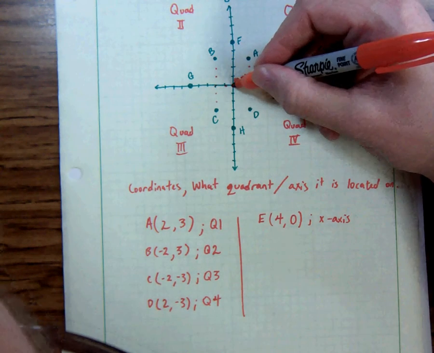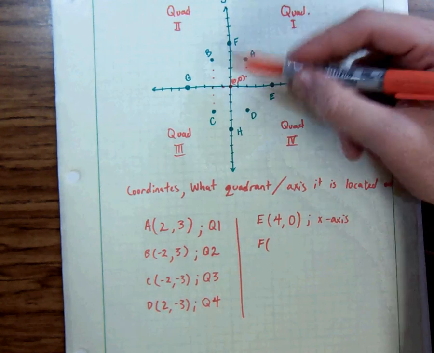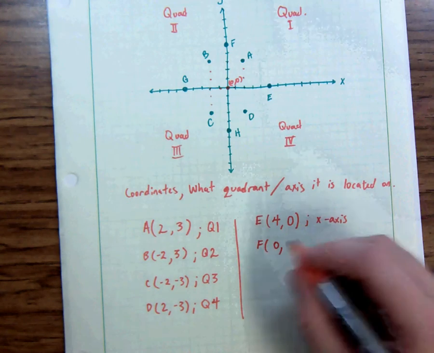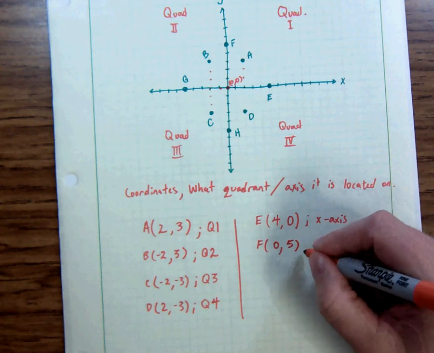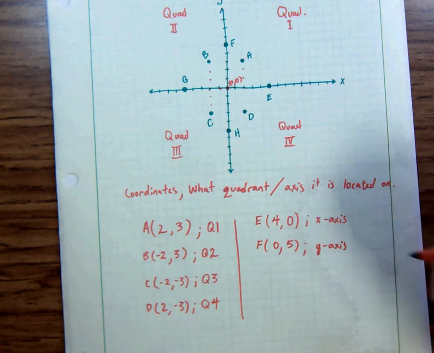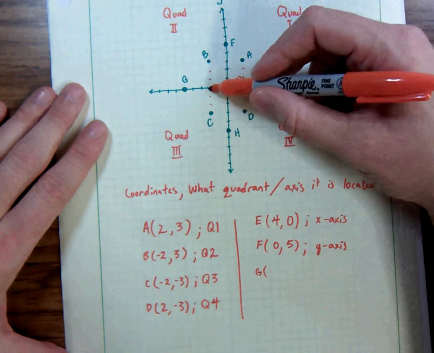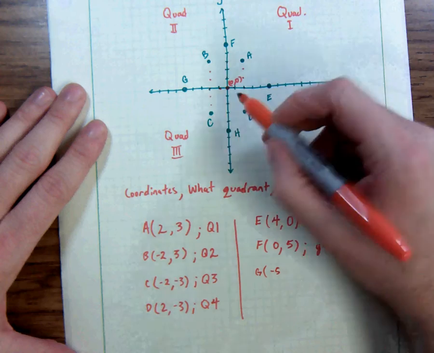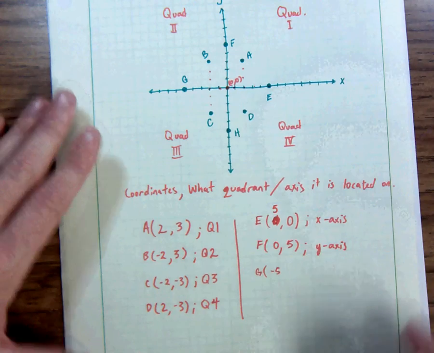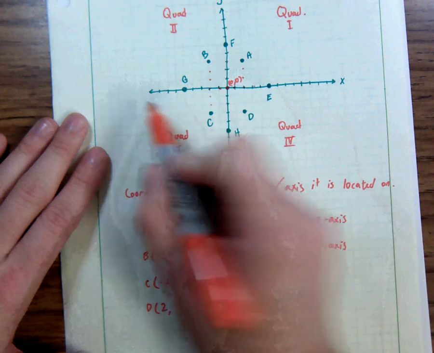F is right here. It doesn't move left or right whatsoever, and a lot of people would say, well, that's 0, 4, or I mean 4, 0 again, but it's not. It's 0 on the x-axis, positive 1, 2, 3, 4, 5, so 0, 5, and that is located on the y-axis. G is negative 1, 2, 3, 4, 5. I think I did E wrong. That's 1, 2, 3, 4, 5. That was supposed to be a 5. I'm sorry. So negative 5, 0, and that is also located on the x-axis.